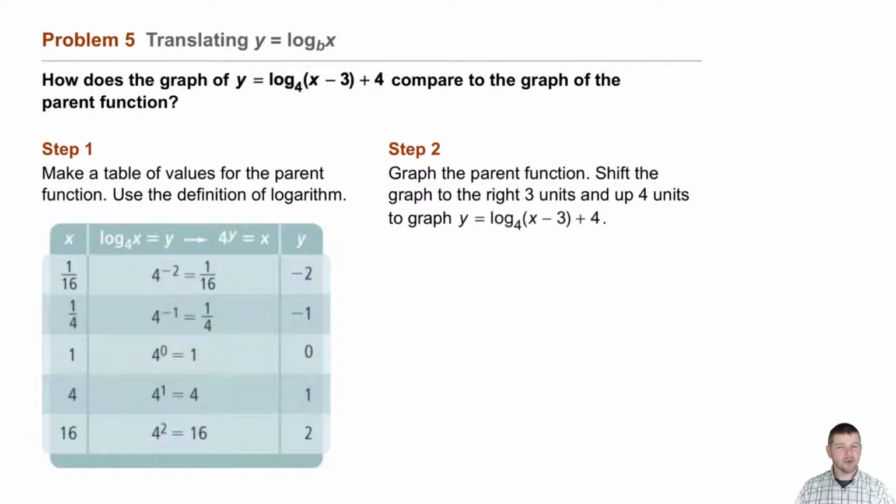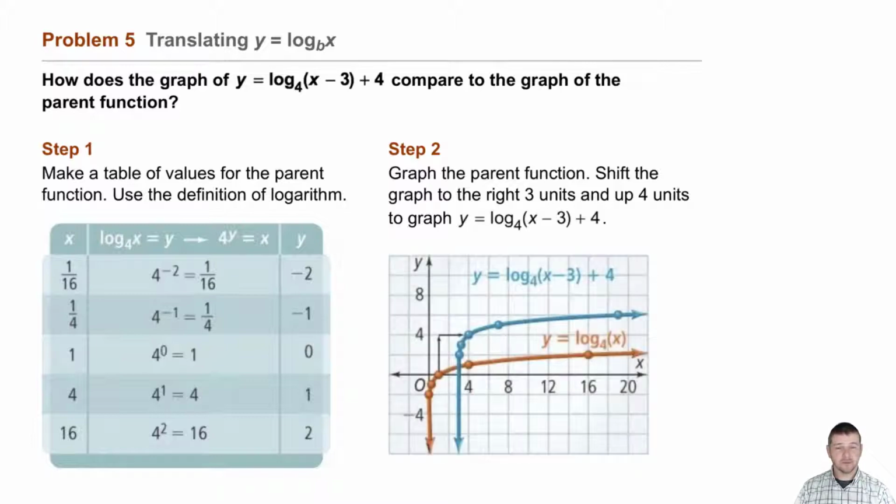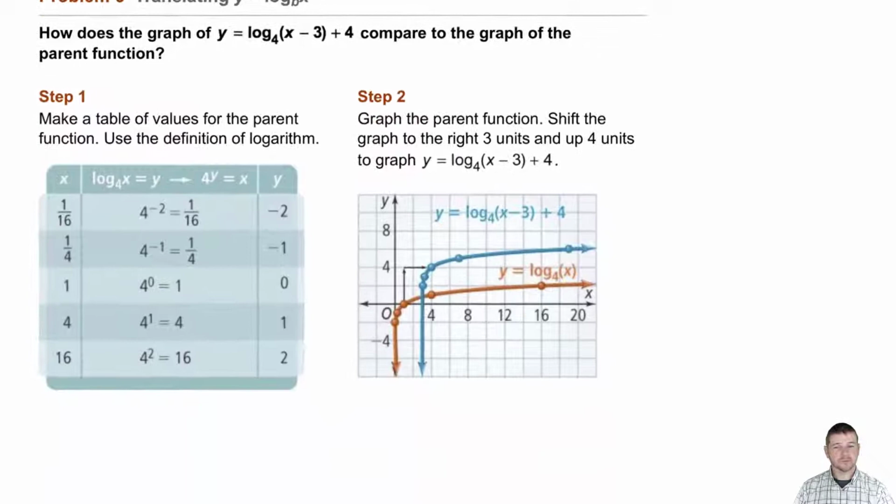Shift the graph to the right 3 units to account for the x minus 3 in parentheses, and up 4 units to account for the plus 4 outside parentheses, to graph the equation y equals log base 4 of x minus 3 plus 4. We can see the graph here. The original parent function, y equals log base 4 of x, in orange, and its translated version, right 3 units and up 4 units, graphed in blue.